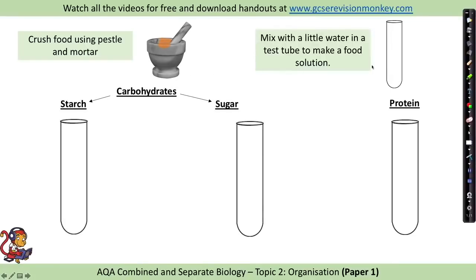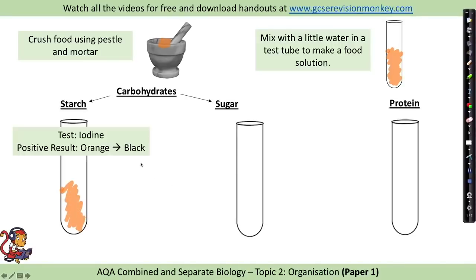And then you'd mix it with a little bit of water in a test tube or a boiling tube to make a food solution. So we could do 3 different tests. We could do a test for starch. So if we have our food solution in here, the test for starch is to add iodine, and if iodine detects starch, there will be a colour change from orange to black. So if this food sample contains starch, it would turn black.